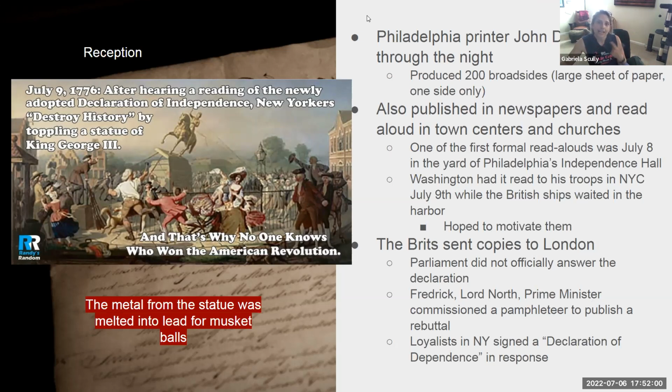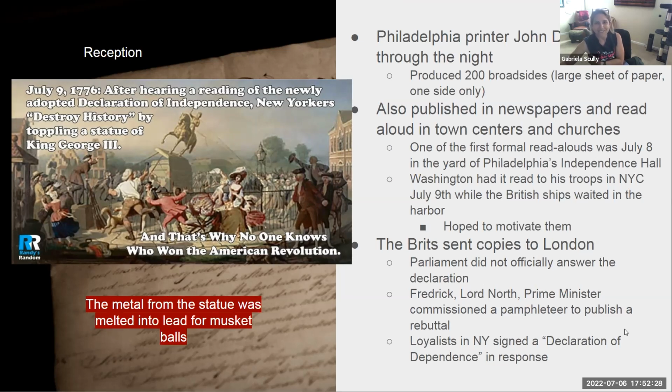Parliament doesn't officially answer it, although remember the king has sort of preempted this by declaring war already and saying that we're in open rebellion. But the prime minister, Frederick, Lord North, commissions a pamphleteer, which is a fantastic word that I think I should be, to publish a rebuttal to this. And loyalists in New York actually literally sign a declaration of dependence because they're like, we don't want to rebel. We don't want to rebel. So they sign that. And the Americans, though, they get pretty fired up.